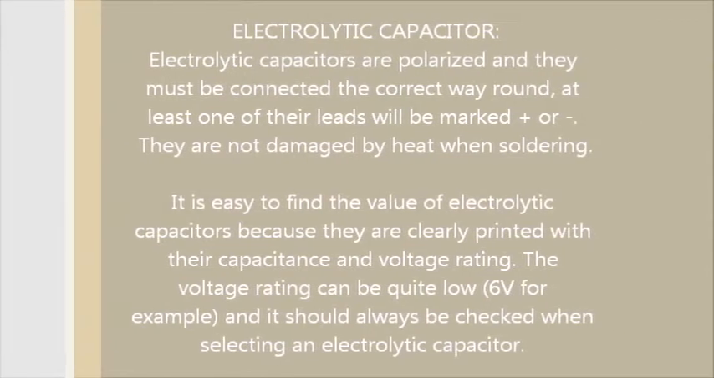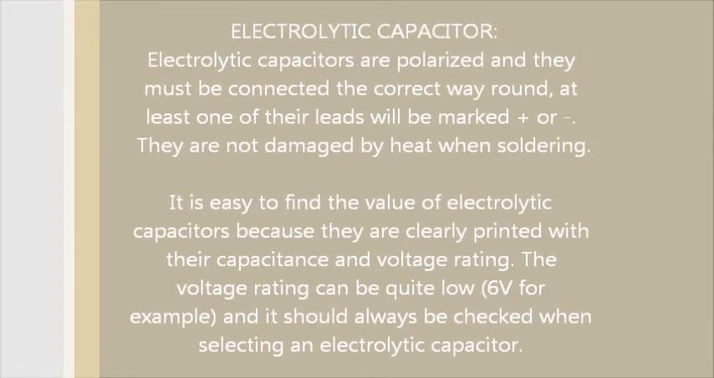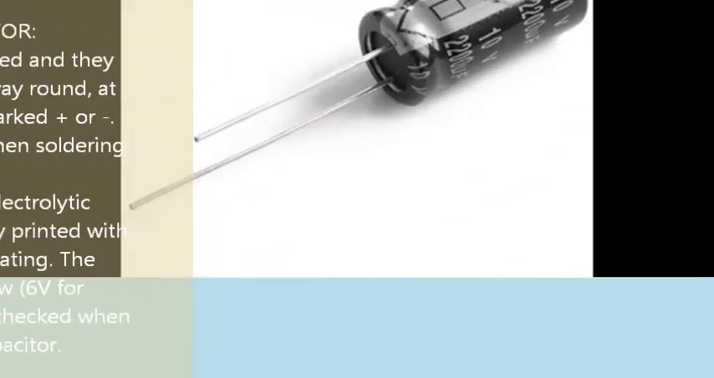Electrolytic capacitor. Electrolytic capacitors are polarized and they must be connected the correct way round. At least one of their leads will be marked positive or negative. They are not damaged by heat when soldering. There are two designs of electrolytic capacitors. One is axial, where the leads are attached to each end, and radial, where both leads are at the same end. Radial capacitors tend to be a little smaller and they can stand upright on the circuit board.